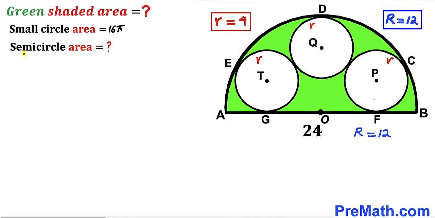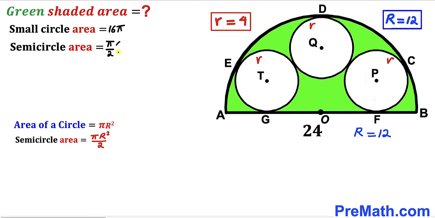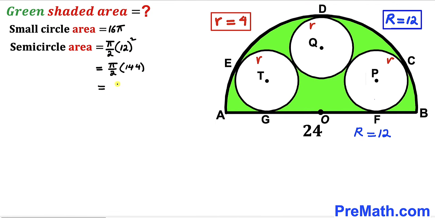Now we are going to calculate the area of the semicircle whose radius is 12. Let's recall once again the area of the circle formula: area equals pi r squared, where this uppercase R is the radius of the semicircle. Since we are dealing with the semicircle, the semicircle area is going to be pi r squared divided by 2. So our semicircle area is going to be pi divided by 2 times 12 squared. If we simplify further, that is going to give us 72 times pi.